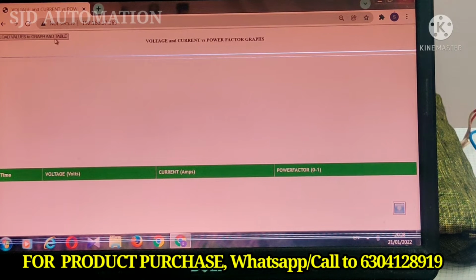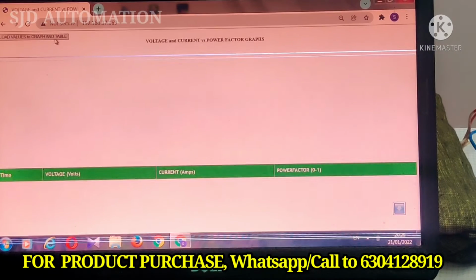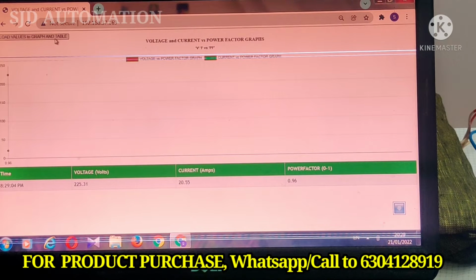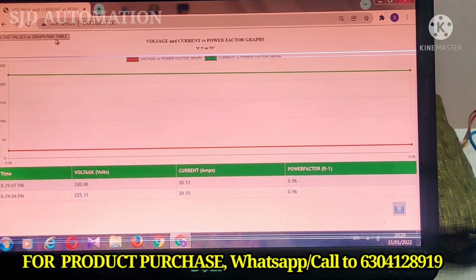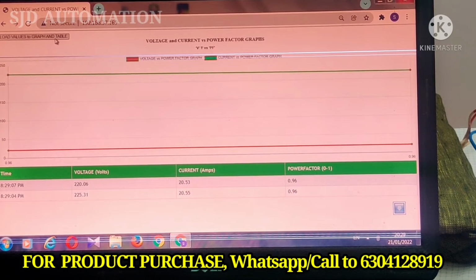By pressing the button, load values to graph and table, I can choose at what values I want the graph. Now I am pressing the button so that the graph will appear like this. If you observe, both graphs are obtained at the same time, and the same values at which the graph points are drawn are loaded to the table shown below.